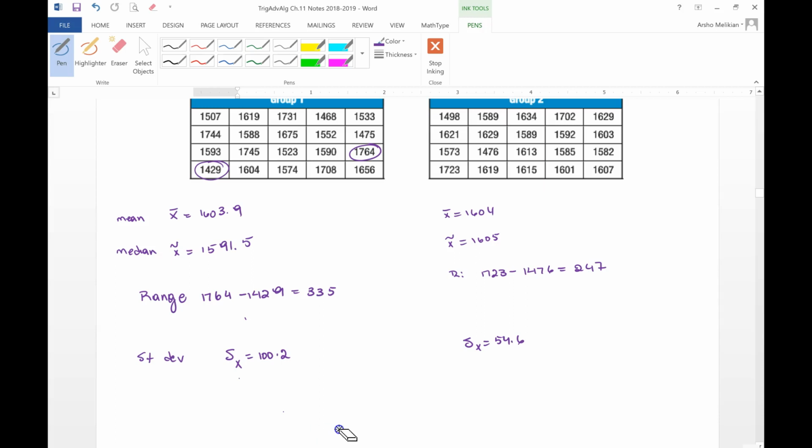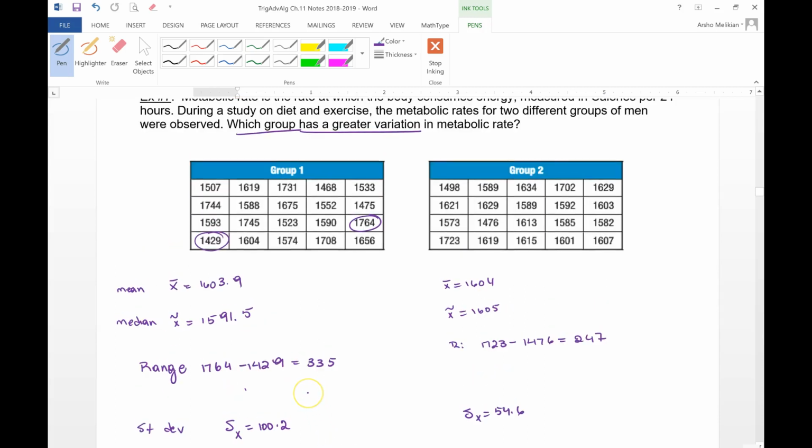All right, so back to the question. The question was asking which has a greater variation. In order to find the group with the greater variation, basically in which group did the numbers vary to a greater extent? Well, you have to look at a couple of things.